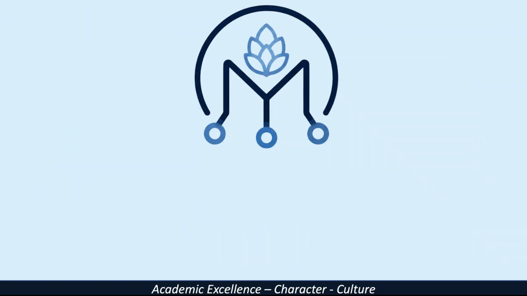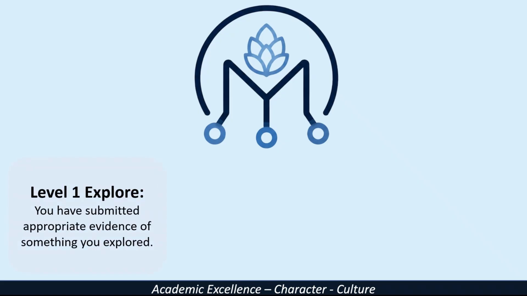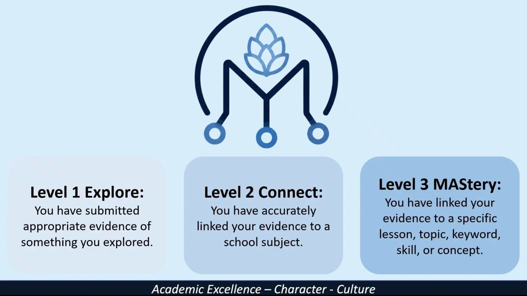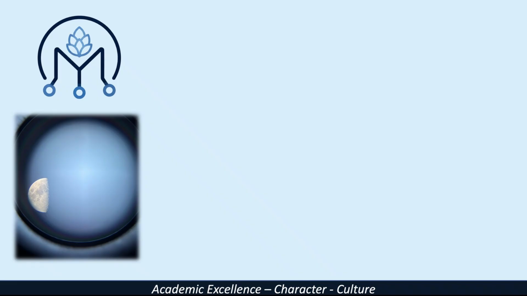Each submission will be reviewed and given a level. There are 3 levels. Level 1 is the explore level. Every submission where you've submitted appropriate evidence of something you explored is a level 1. Level 2 is when you made a connection accurately to a subject. And level 3 is the mastery level where you've linked your evidence to a specific lesson, topic, keyword, concept, or skill. Let's use the student's picture as an example of these 3 levels.